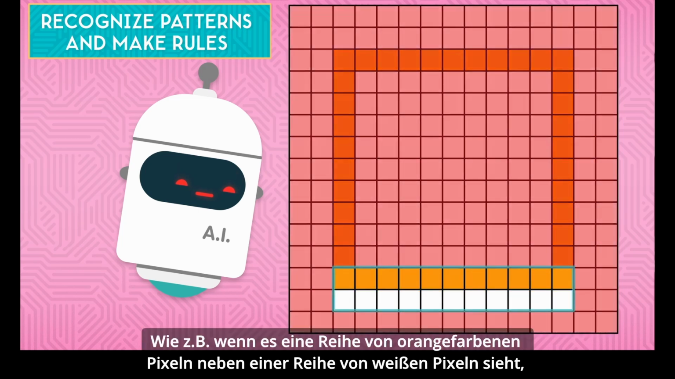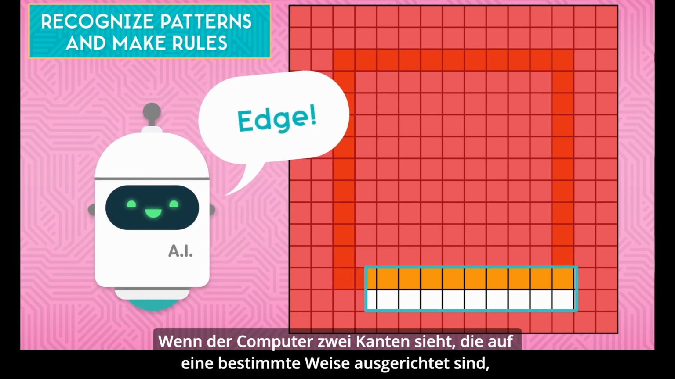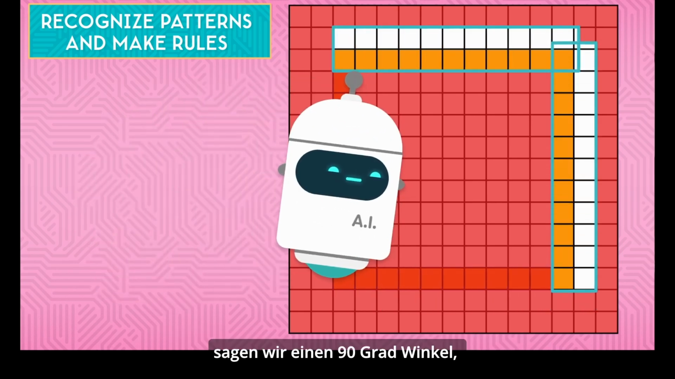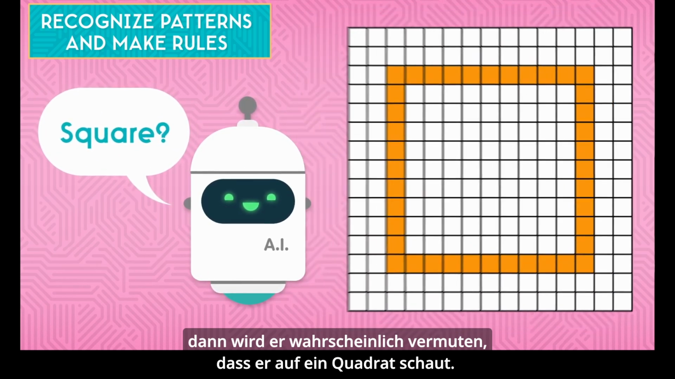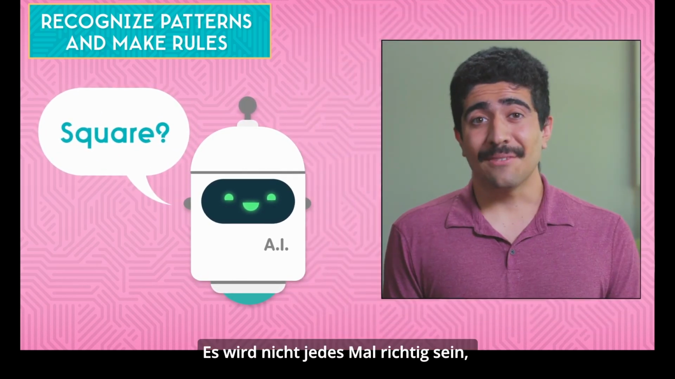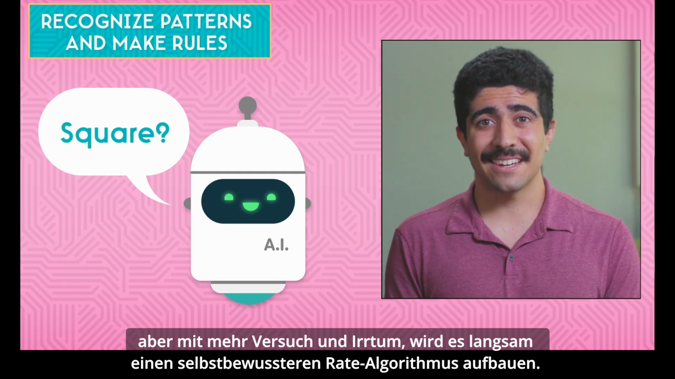Like if it sees a row of orange pixels next to a row of white pixels, there's an edge. If the computer sees two edges oriented a certain way, say a 90-degree angle, then it's likely to guess that it's looking at a square. It won't get it right every time, but with more trial and error, it will slowly build a more confident guessing algorithm.